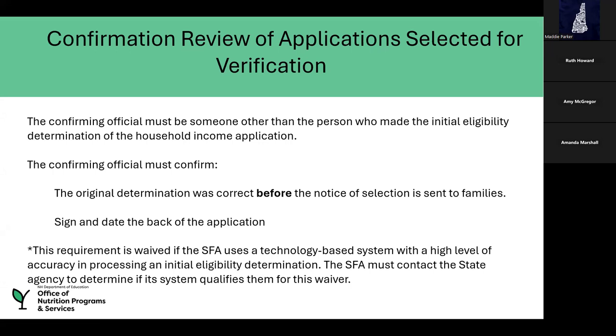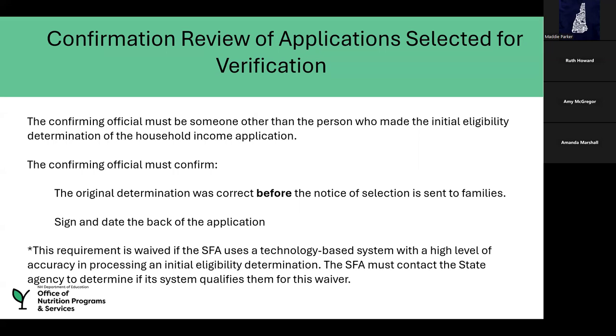Confirmation review of applications selected for verification. So the state agency may request documentation to support the accuracy of the school food authority's system, if you have one, for selecting the sample pool. If the state agency determines the technology-based system is inadequate, it may require the school food authority to conduct a confirmation review of each application selected for verification.